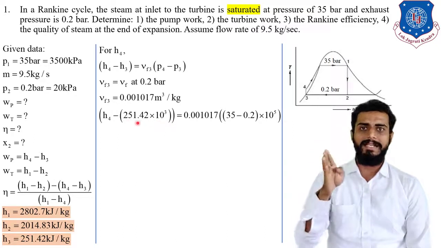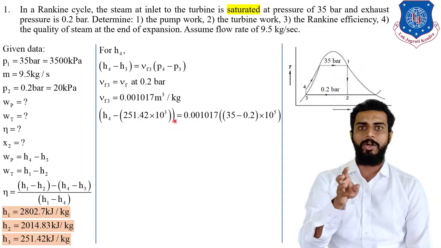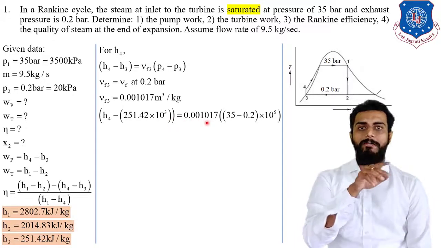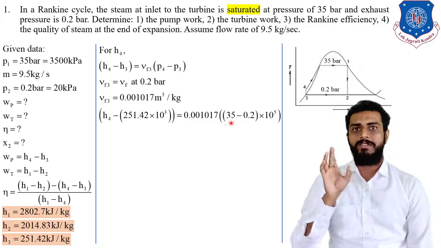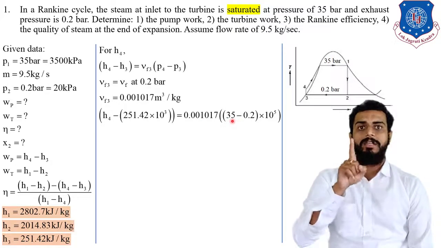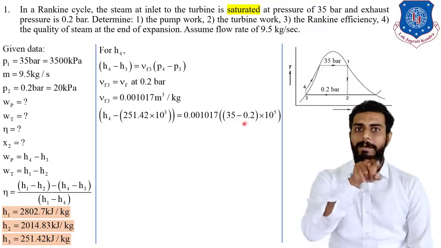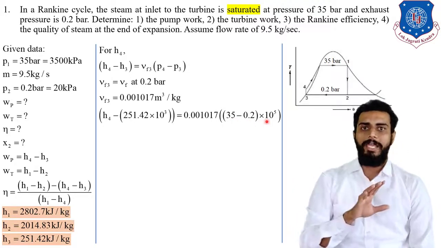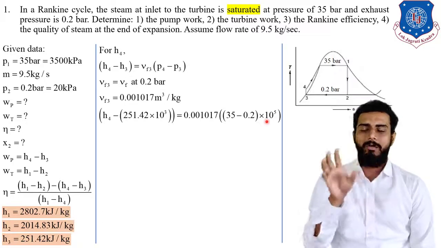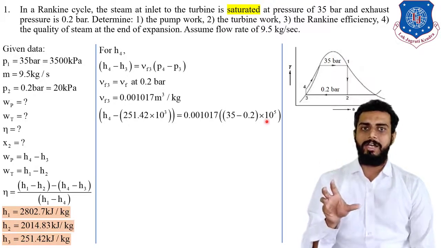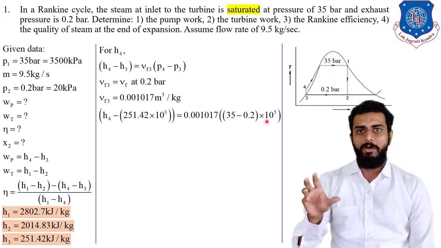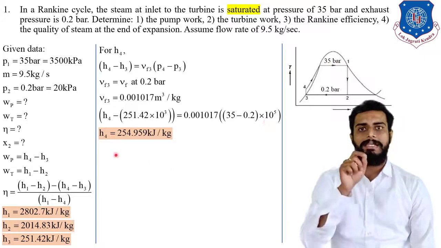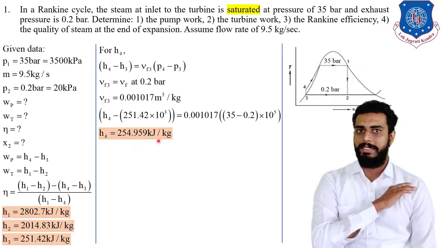Otherwise your answer will become wrong. Okay, that is equal to VF3, which is 0.001017, into (P4 minus P3). P4 is 35 bar and P3 is 0.2 bar. Convert bar into pascal, so into 10 raised to 5, which is common. Now rearrange this sum, solve it and find H4. So the value of H4 will be 254.959 kilojoule per kg. Clear?